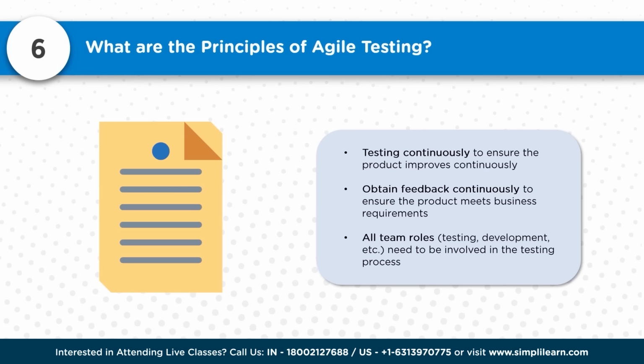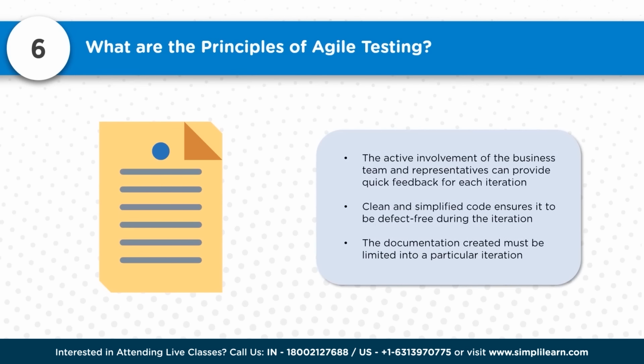So all team roles, testing, development, etc., need to be involved in the testing process. One cannot work in isolation. There should be very good collaboration. People from various different teams working together, complementing each other, is very essential to become agile. The active involvement of business teams and representatives can provide quick feedback for each iteration.